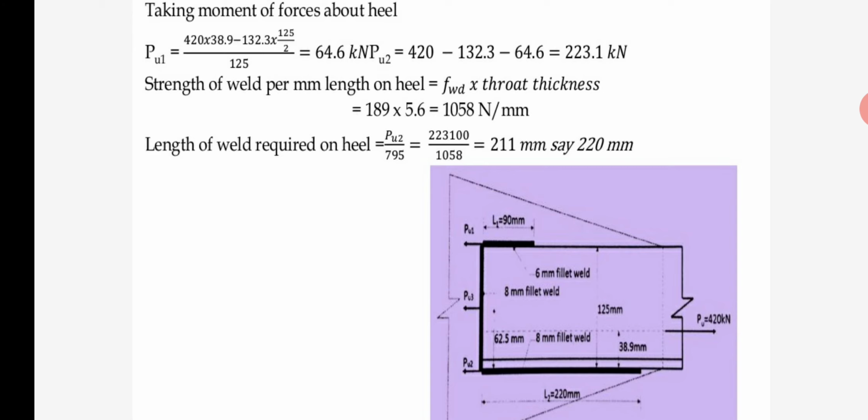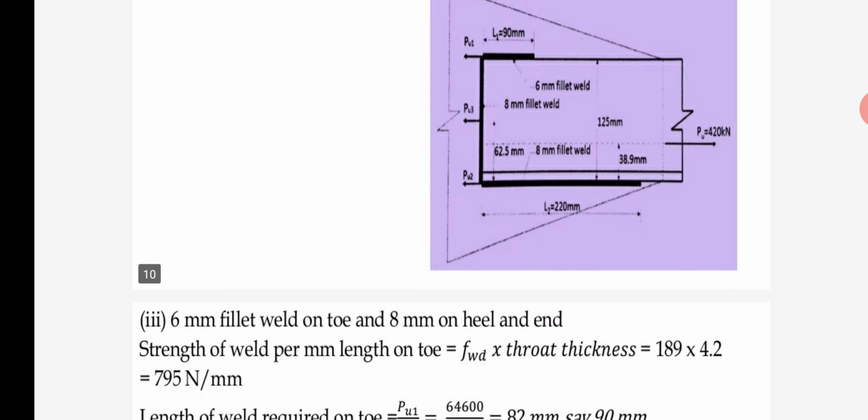Now the length of weld required on the heel. First we calculate the length of weld required on the heel: PU2 divided by strength of weld per mm length. PU2, as you can see in our calculation, is 223.1 kilonewton, converted into Newton. The answer in mm is 211 mm, converted into a round figure. So finally 220 mm length is required on the heel.